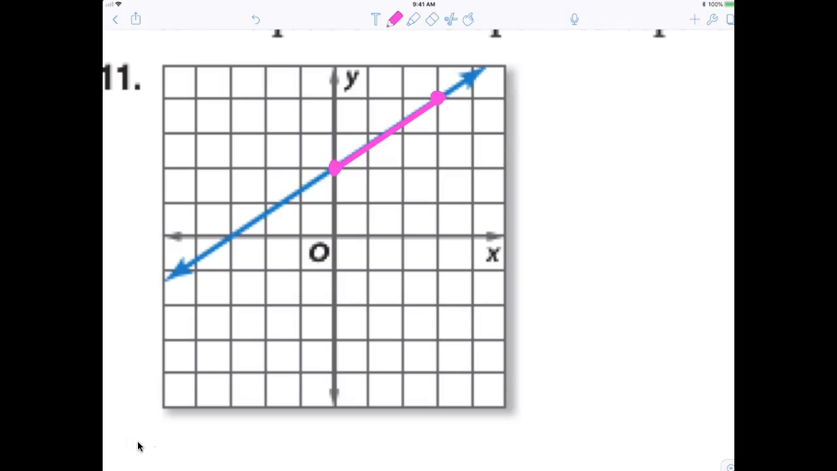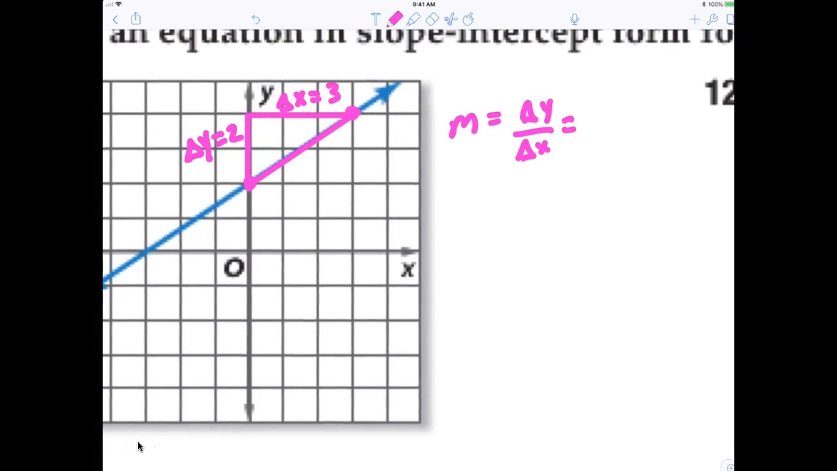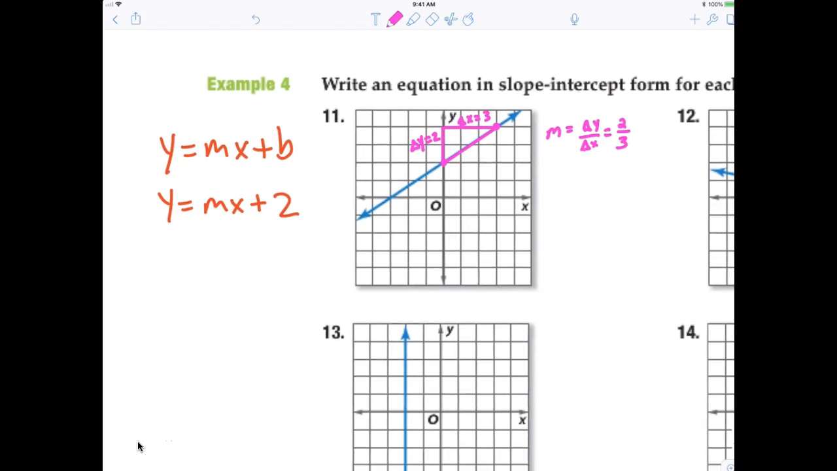Right, exactly. So just to make sure you're understanding me, this right here, delta y equals 2. Over here, delta x equals what? 3. Slope is defined as delta y over delta x. What is delta y? 2. What's delta x? So what's the slope? 2/3. Thank you. So the equation of the line is that simple. Y equals what? 2/3 x plus 2. Brilliant, I must say.